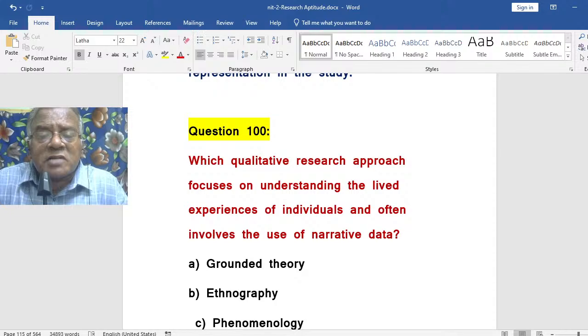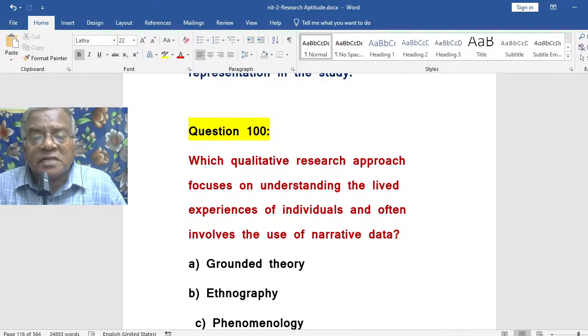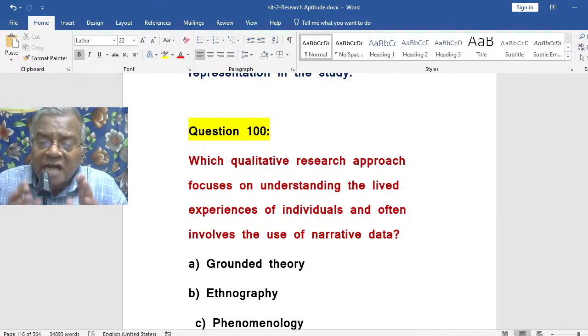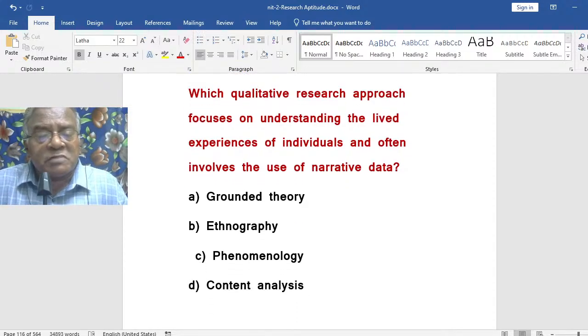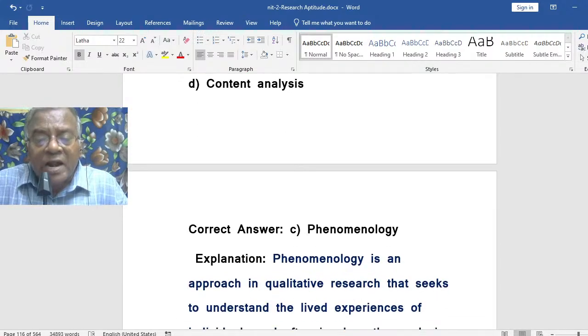Which qualitative research approach focuses on understanding the lived experiences of individuals and often involves the use of narrative data? Out of these four options, which is the right one? That is phenomenology. There is a research type called phenomenology, which we are going to describe also.